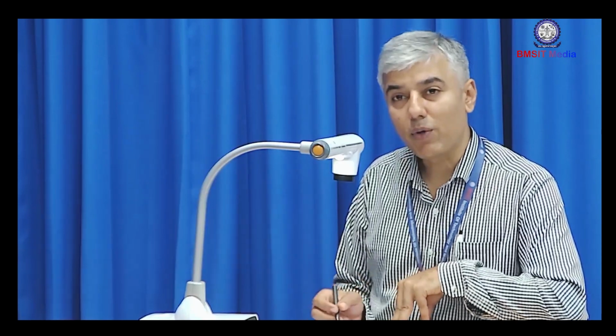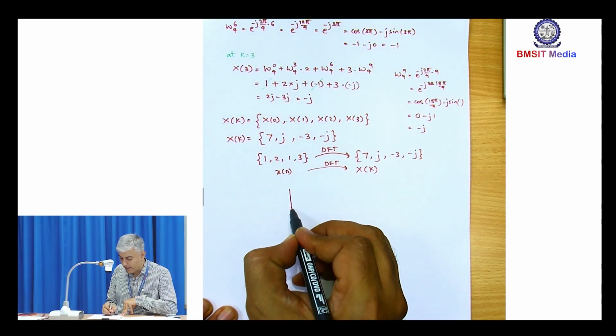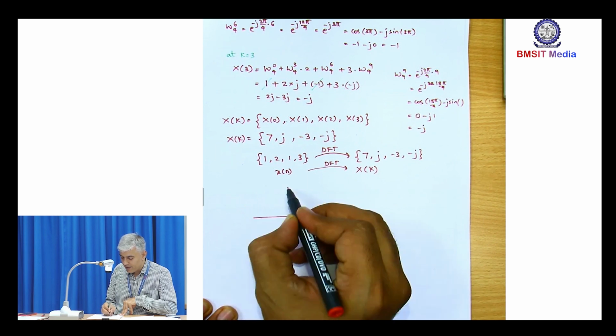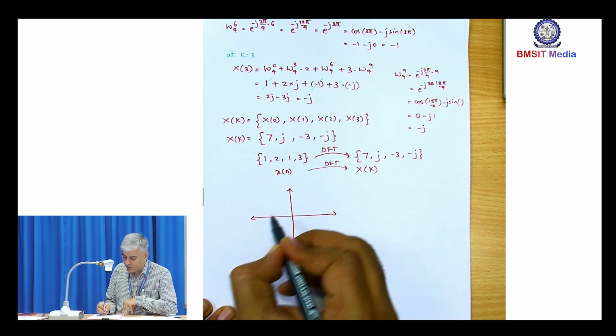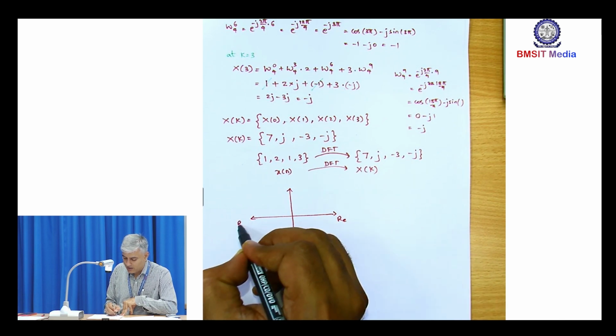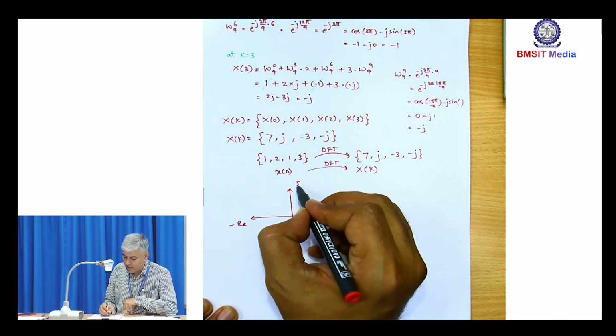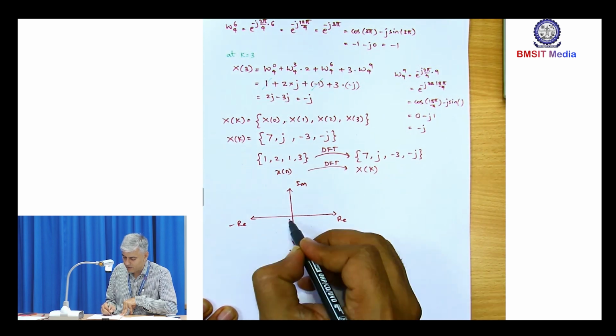Now I want you to note down the twiddle factors at the last page of your notebook, so that you can turn the page and observe the twiddle factors as a ready reckoner. I also want you to observe these interesting facts about the twiddle factor. So the twiddle factor is represented on a complex plane. This is the real part, this is the negative real, this is imaginary and this is minus imaginary. So this is the origin.